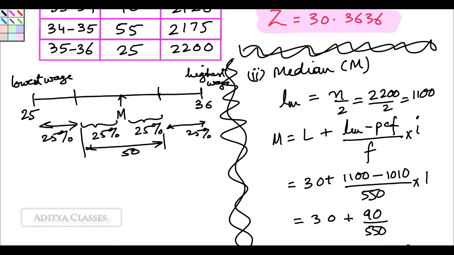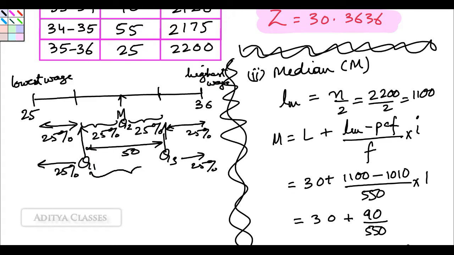Alright, so we need to find out this. Now, of all the measures that we have studied, who can get us these middle 50%? Very simple. Q1 and Q3 can get us here. Median, remember, is Q2. Because Q1 leaves 25% smaller than that, Q3 leaves 25% above it. So I need to find out Q1 to Q3. The range of Q1 to Q3 will give me middle 50%.